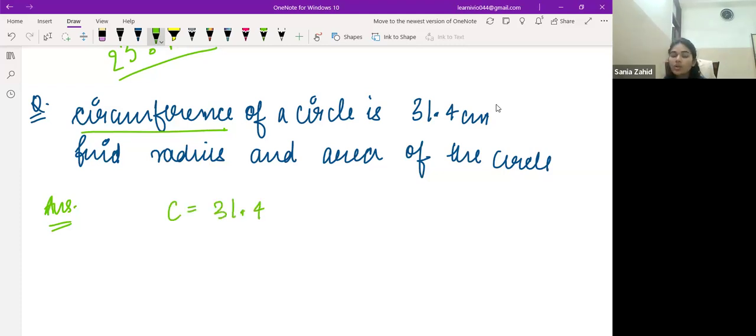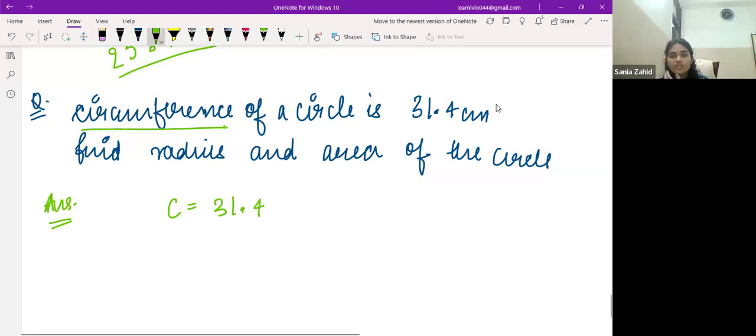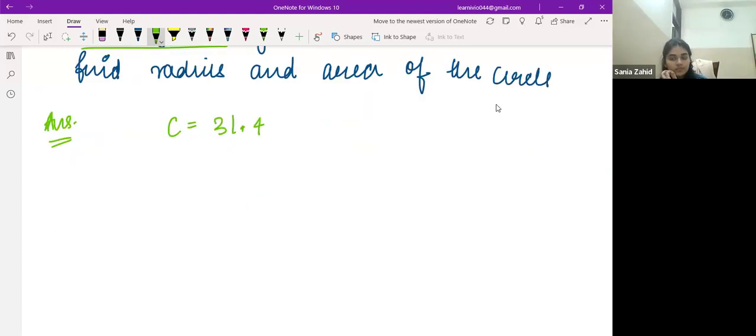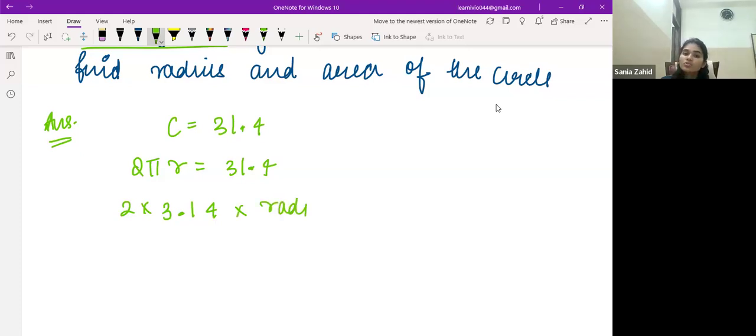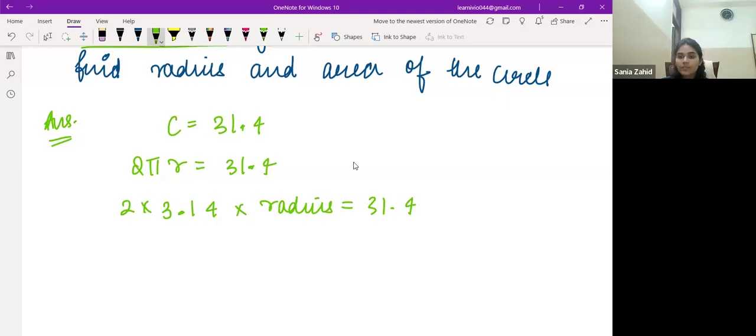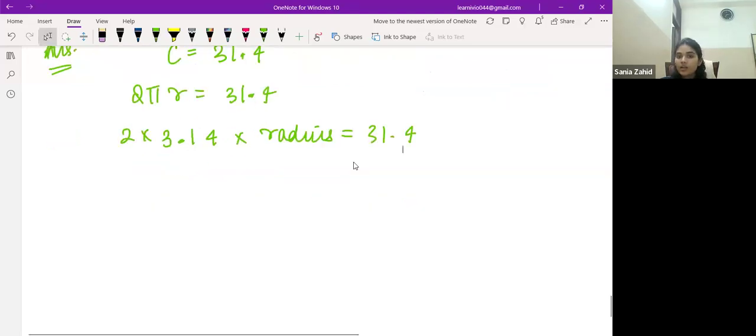Now children, tell me what is the formula for circumference? 2 pi r. 2 pi r, okay. So 2 pi r is equal to 31.4. So I know 2 into 3.14 into radius is equal to 31.4. How do I find the radius now? 31.4 divided by 2.